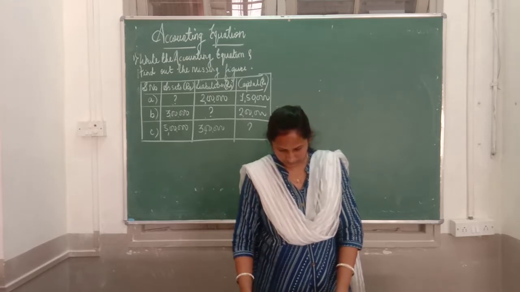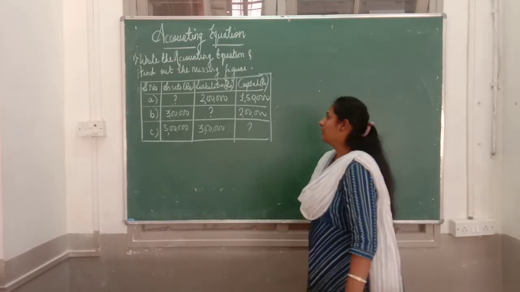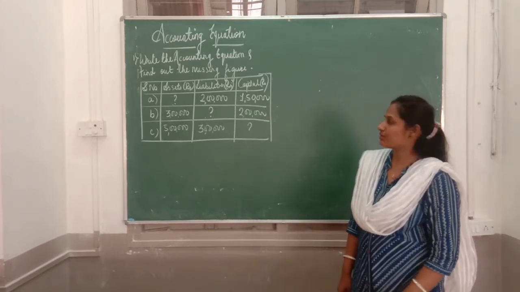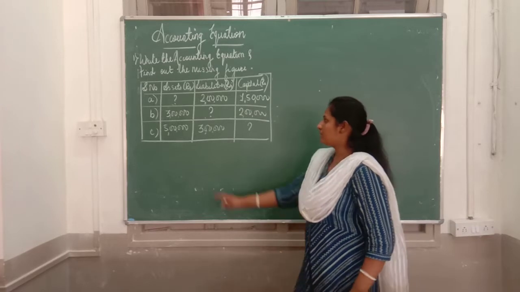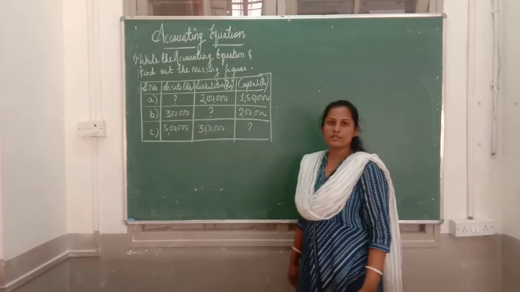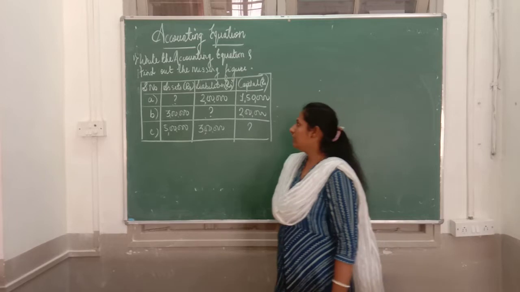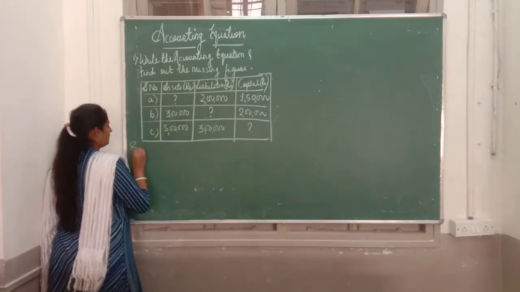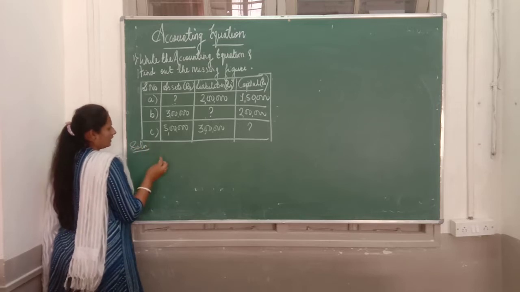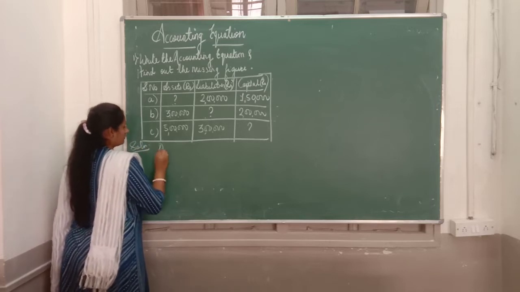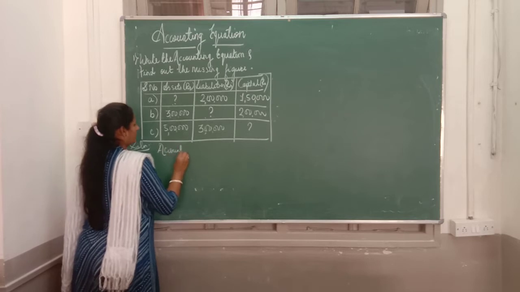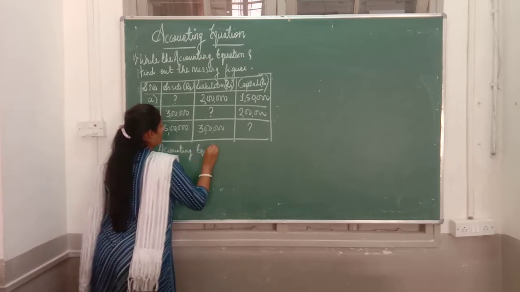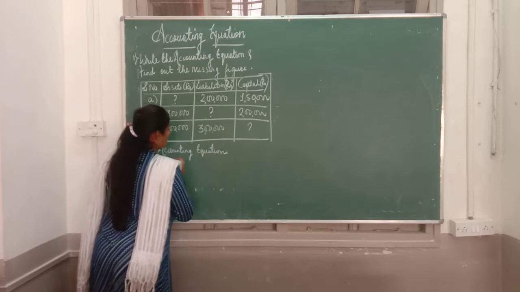Now see the question, what is given. First, write down the accounting equation. Second, find out the missing figure. Wherever the question mark is there, that is the missing figure you have to find. First, I'll write the accounting equation. Solution: accounting equations I'll write.